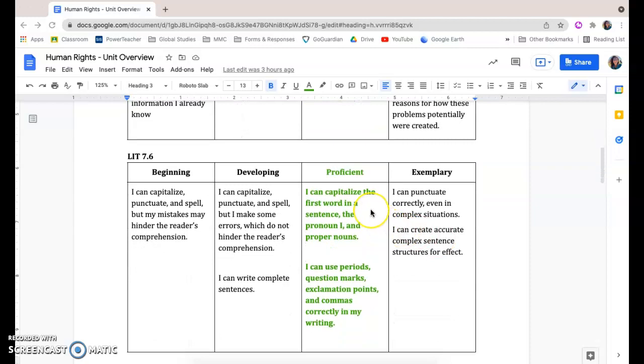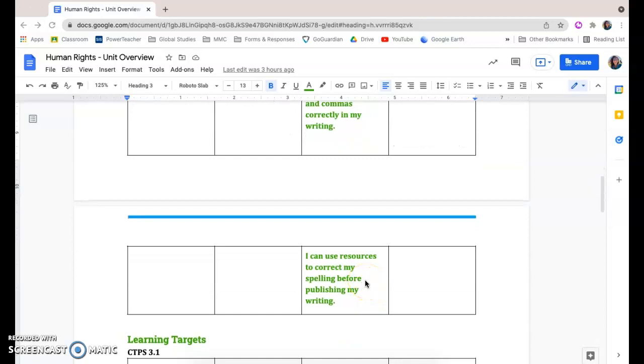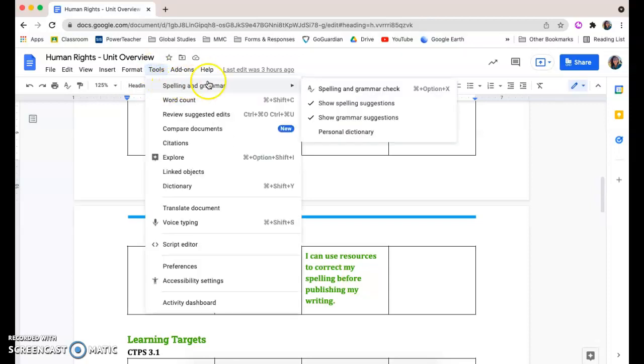For our literacy skill, you have the ability to show your command and control of the English language if you can capitalize the first word in a sentence and proper nouns, if you can use punctuation appropriately, whether it's periods, question marks, exclamation points, commas. And finally, you can use resources to correct your spelling before publishing a piece of writing or work, i.e. you edit it yourself, you have a peer edit it, or you use these handy dandy things that are in Google under tools called spelling and grammar and the spelling and grammar check.